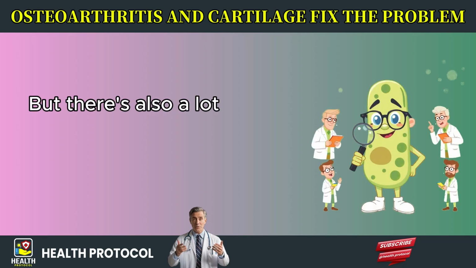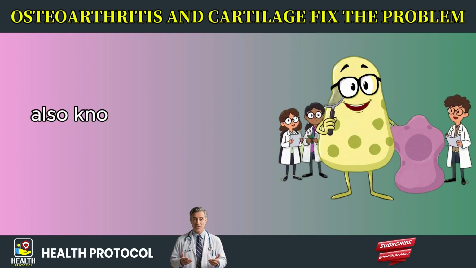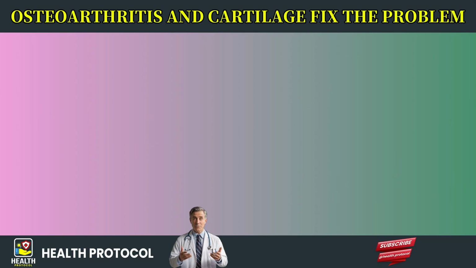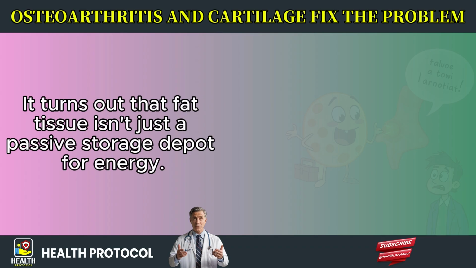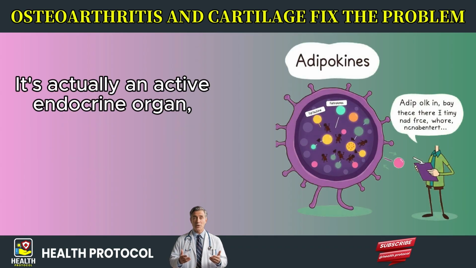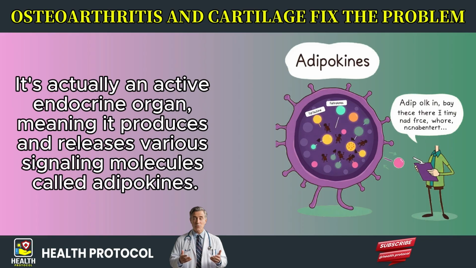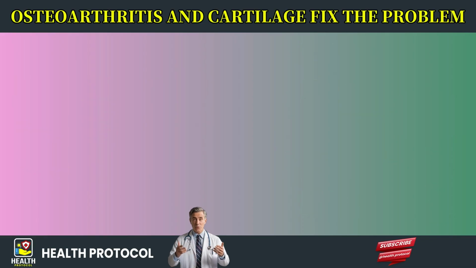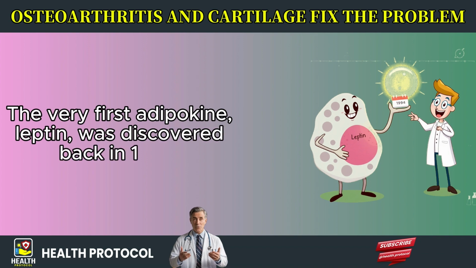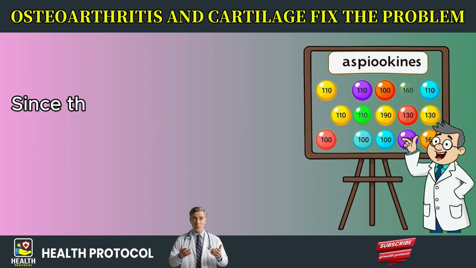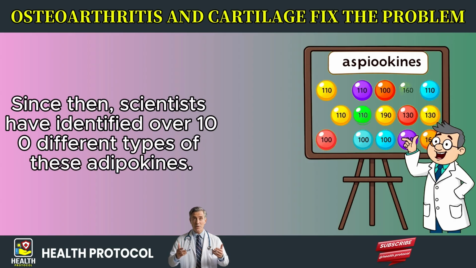But there's also a lot of exciting research happening around the role of fat tissue in our bodies, also known as adipose tissue. It turns out that fat tissue isn't just a passive storage depot for energy. It's actually an active endocrine organ, meaning it produces and releases various signaling molecules called adipokines. The very first adipokine, leptin, was discovered back in 1994. Since then, scientists have identified over 100 different types of these adipokines.